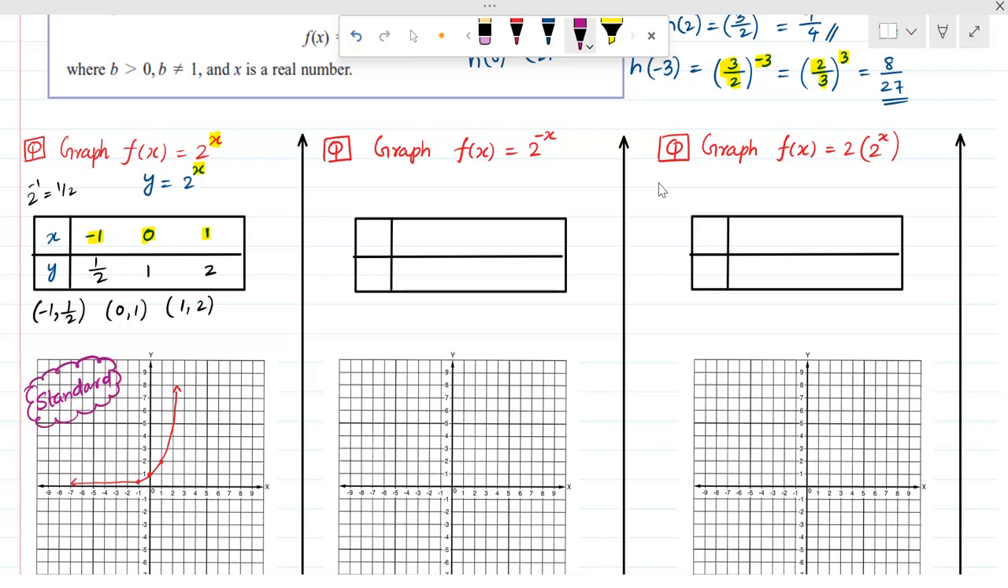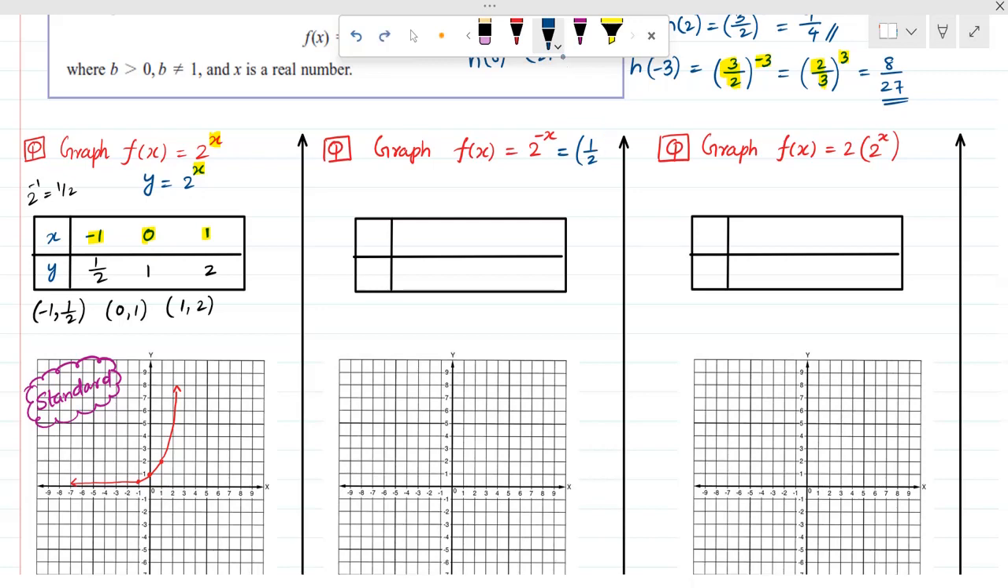2 power x, which is going on. Now let us check here 2 power minus x. What happened here? This can be written as, I will flip it, 1 over 2 to the power x. Is it the same?